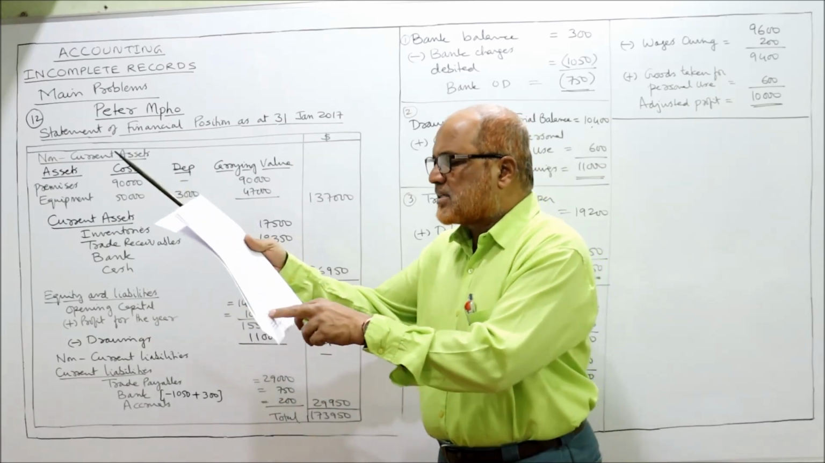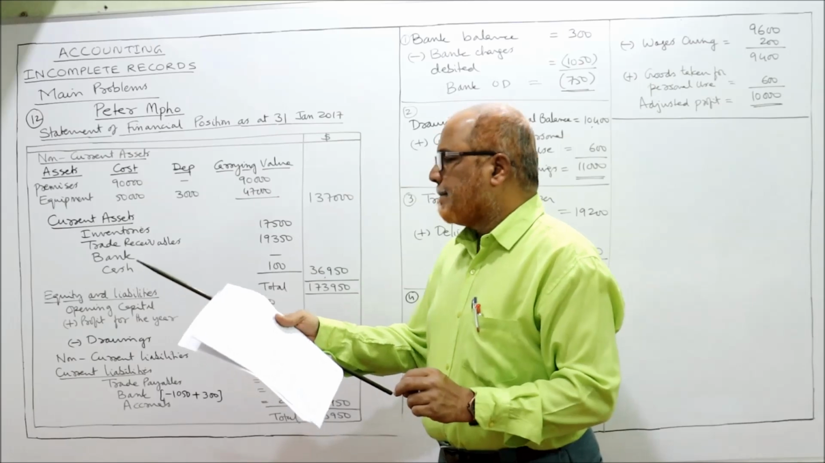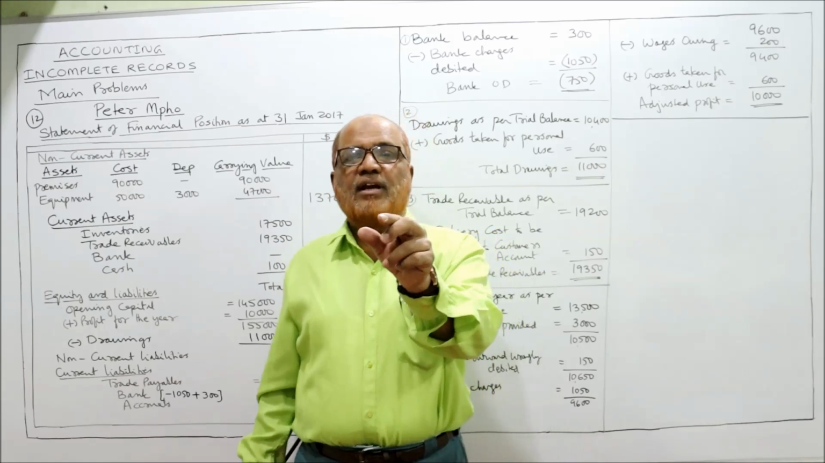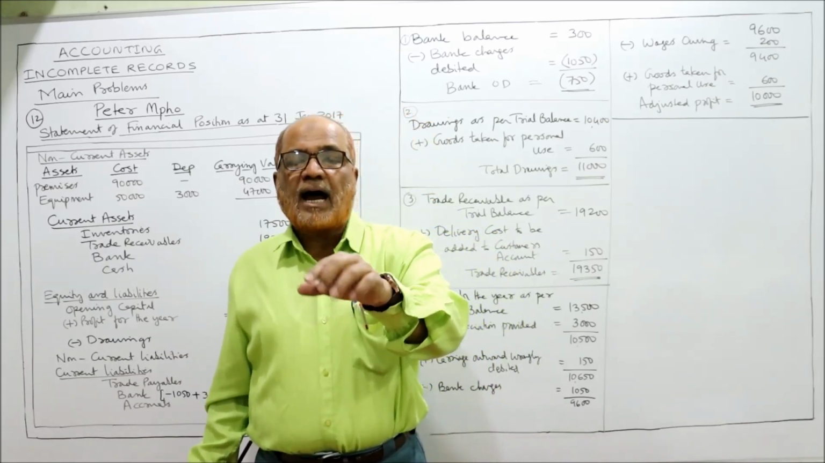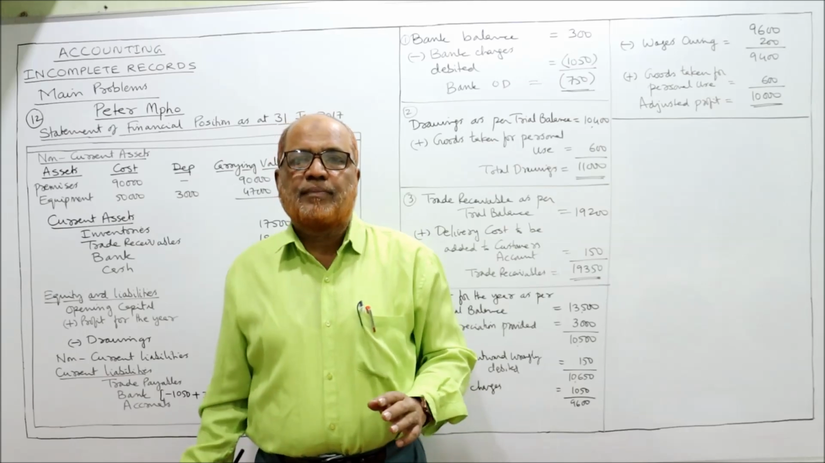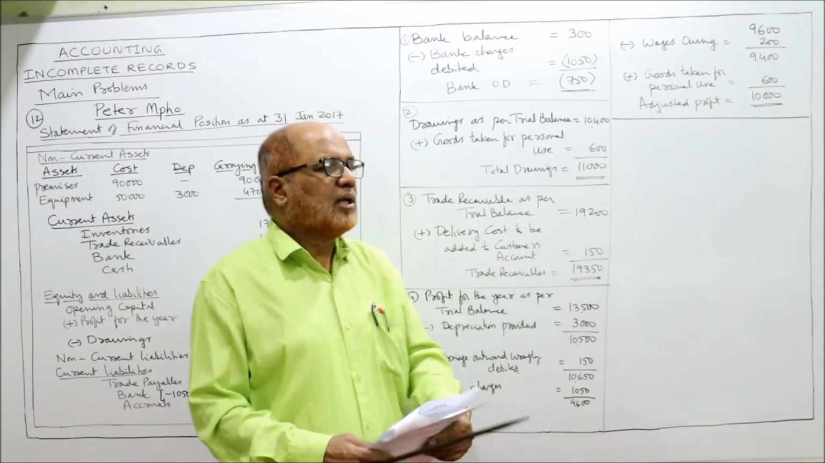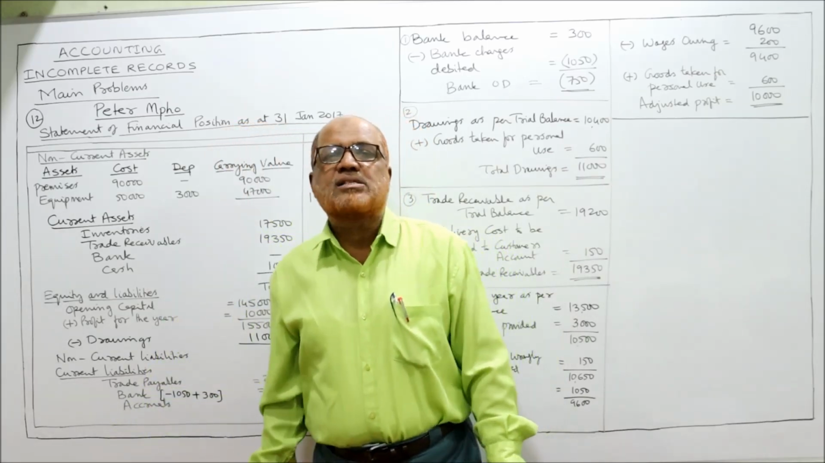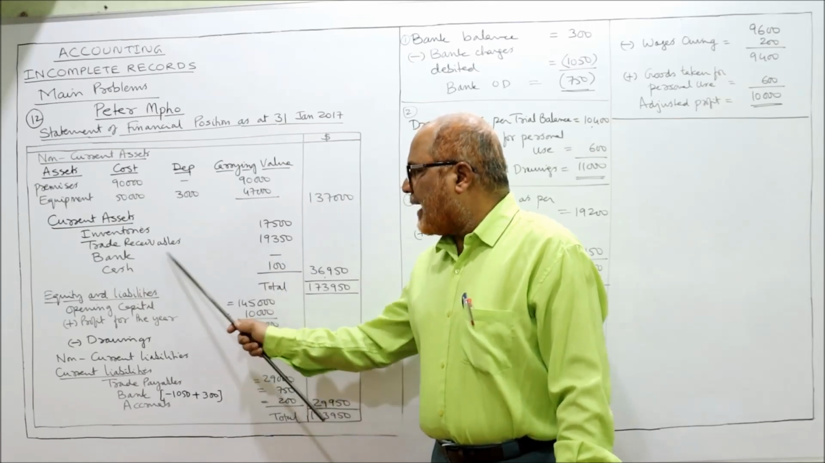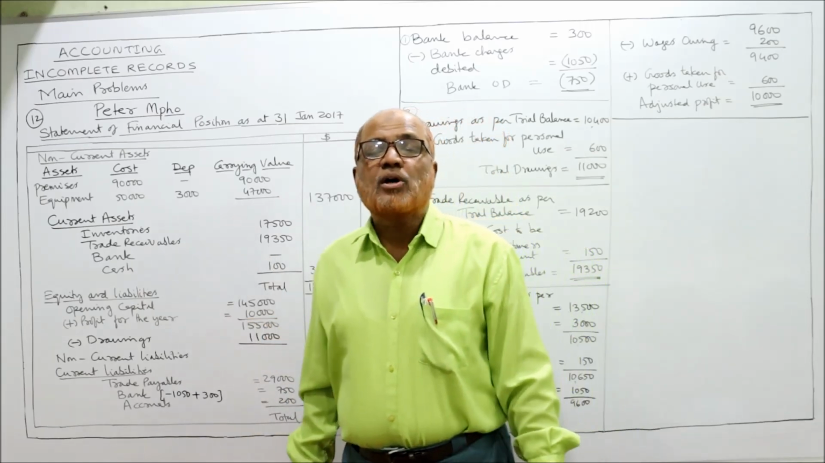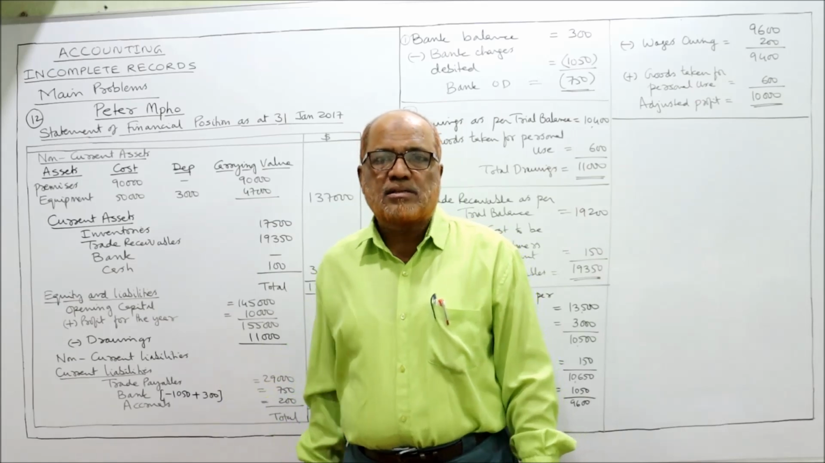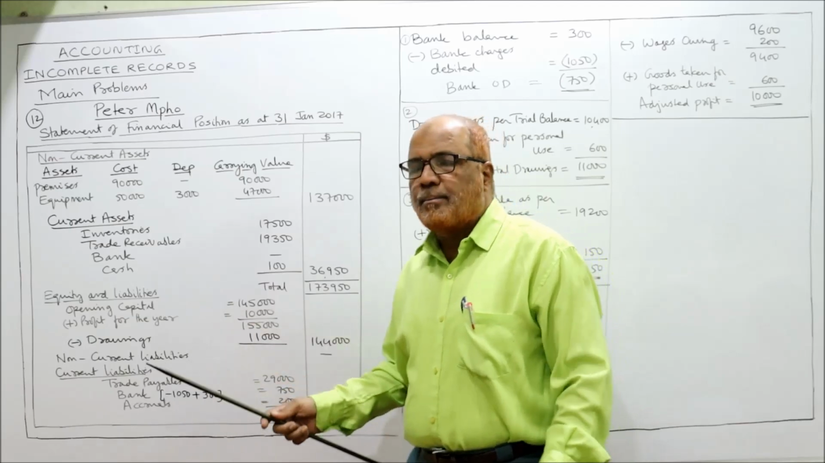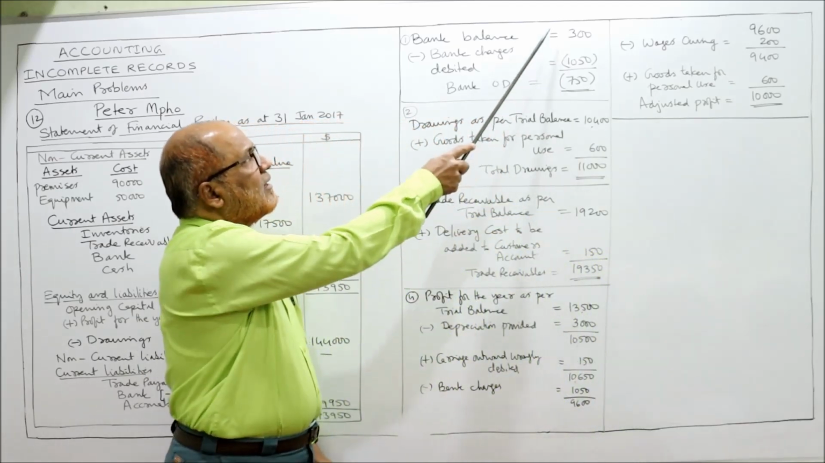Trade receivable, here it is given 19,200. But in adjustment, I told you, $150 delivery cost had been agreed to be paid by the customer. So $150 will be added. So 19,350 is the amount due from customers, trade receivable. Bank balance nil. Because we don't have a positive bank balance, we have a negative bank balance. When a negative bank balance is there, it will come under bank overdraft. In the trial balance, bank balance is given 300.